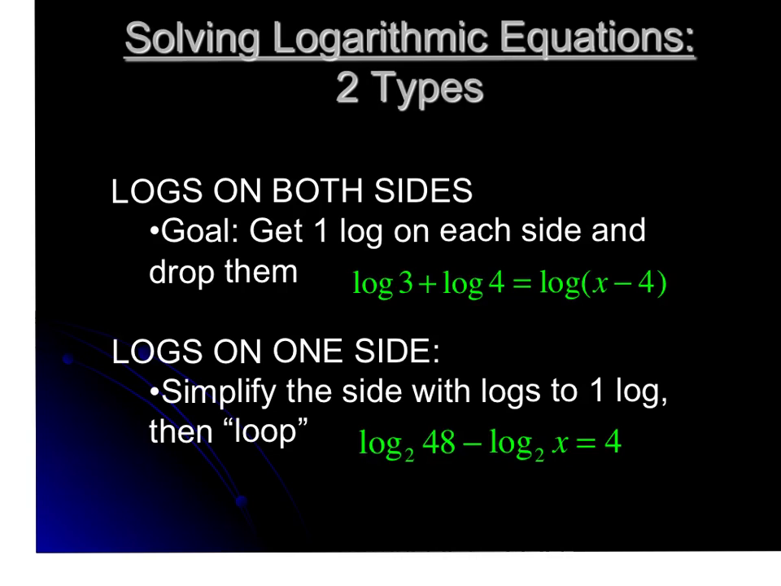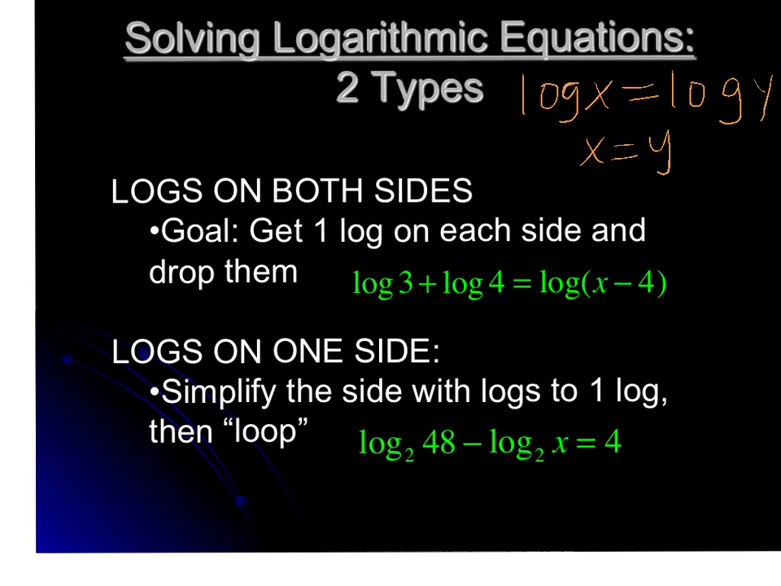You can have logs on both sides, and there's an example of that down here. Your goal there is to get a log on each side and then be able to drop them. So remember we talked about in our laws of logs, if you have log of x equals log of y, as long as the bases are the same, then x must equal y. So if we can get down to that point, that'll help us get to our variable.